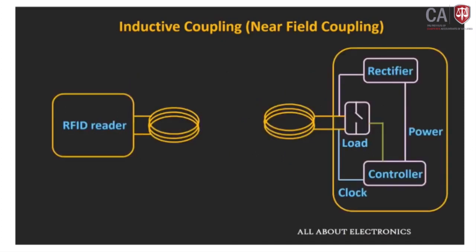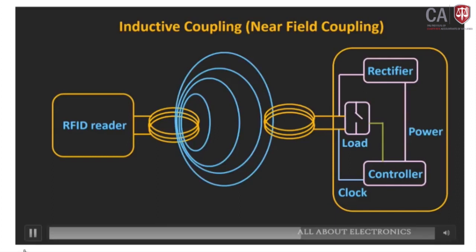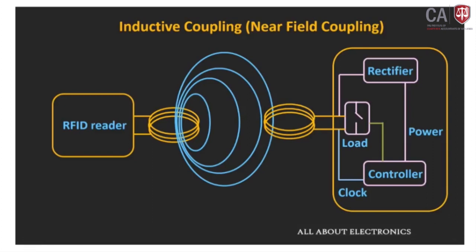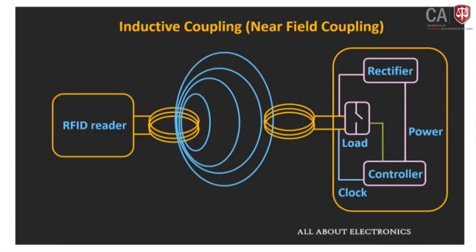In the case of low frequency and high frequency operation, as the RFID reader and tag are very close to each other, the working principle is based on inductive coupling. The field generated by the RFID reader gets coupled with the antenna of the RFID tag, and because of this mutual coupling, a voltage is induced across the coil of the RFID tag. Some portion of this voltage is rectified and used as a power supply for the controller as well as the memory elements.